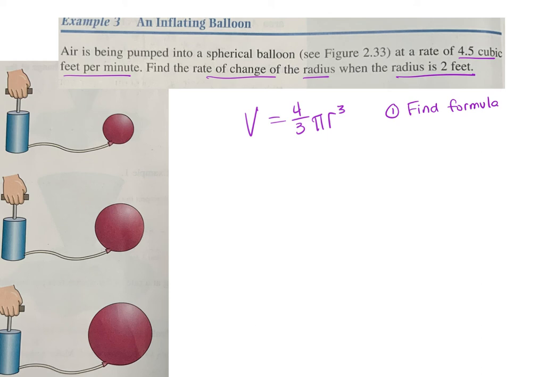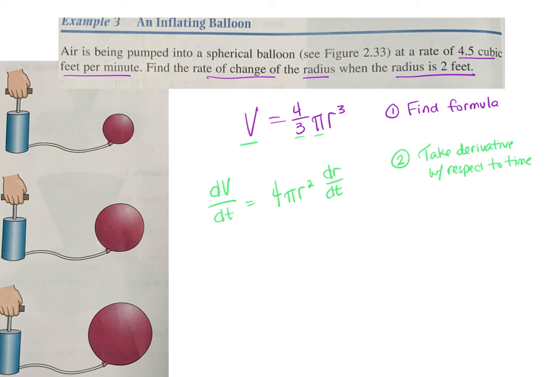The next thing you are going to do once you have your formula is you are going to take the derivative with respect to time. So every single variable is going to be with respect to time. The derivative of v, that's just 1 dv dt. Here, these are both constants. 3 times 4/3 is just 4 pi r squared, but again, dr dt. All right?